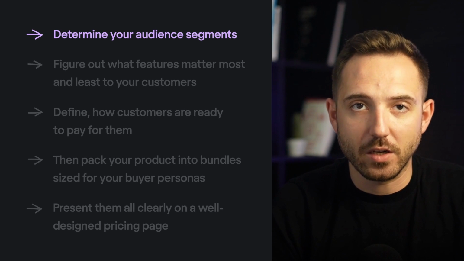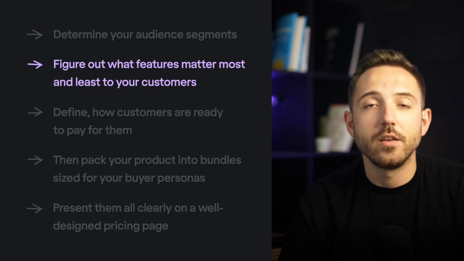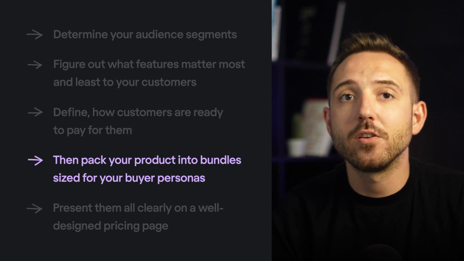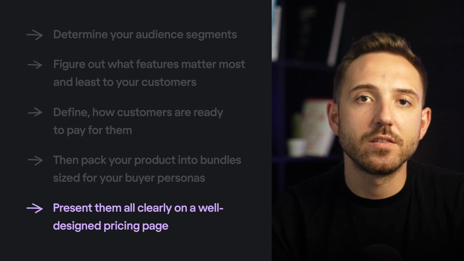So here's my answer to the question of how to price your SaaS product. First, determine your audience segments. Then figure out what features matter most and least to your customers. Define how much customers are ready to pay for them. Then pack your product into bundles sized for your buyer personas and present them all in a clear and well-designed pricing page.